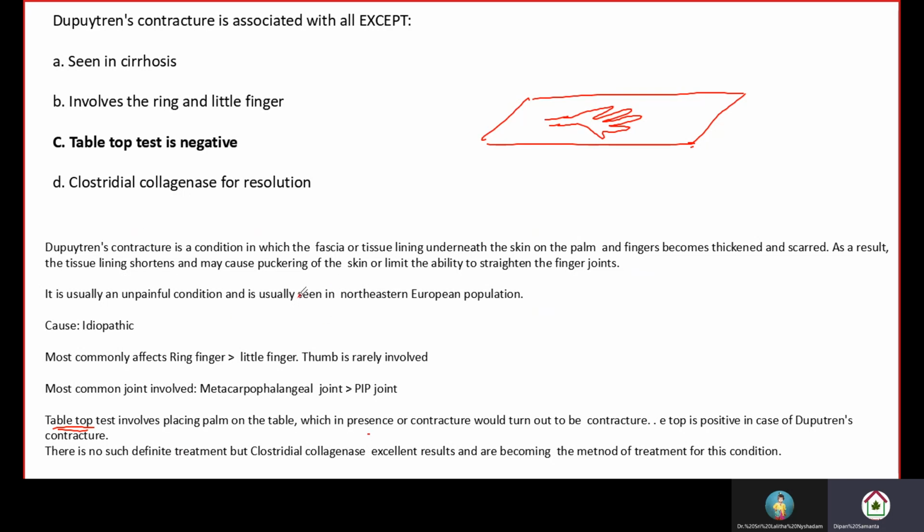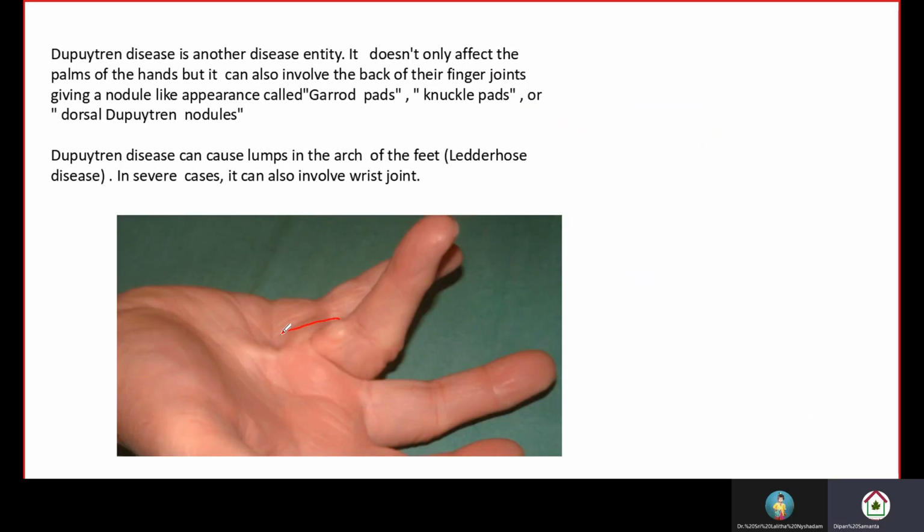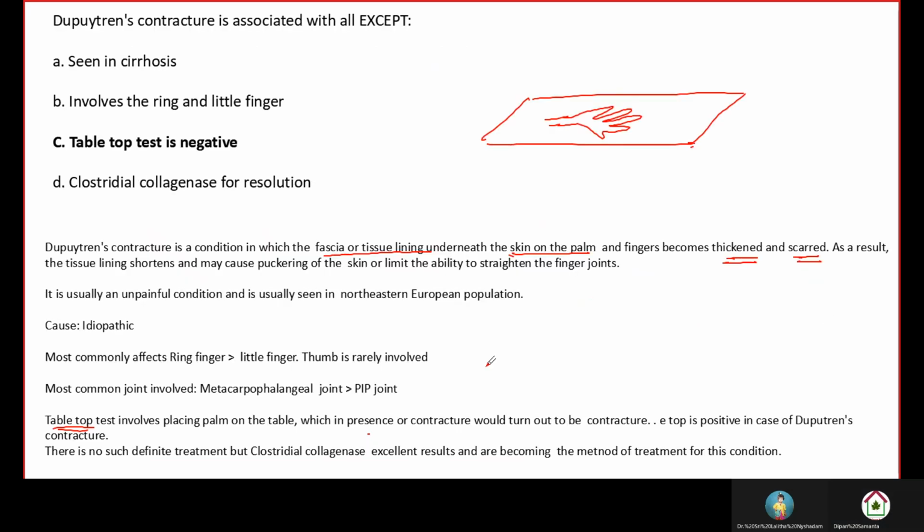So Dupuytren contracture basically, in this, the fascia or the tissue lining underneath the skin of the palm and the fingers become thickened and scarred. Which portion? This portion is thickened or scarred. As a result, the tissue lining shortens and causes puckering of the skin or limits the ability to straighten the finger joints.